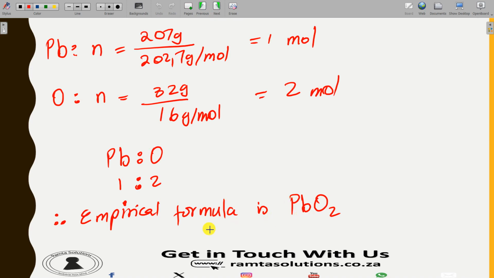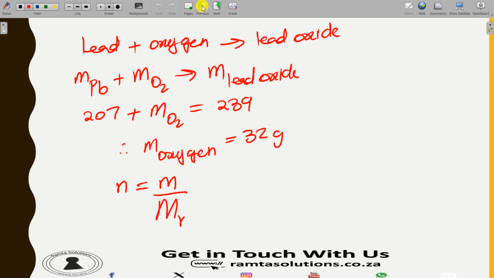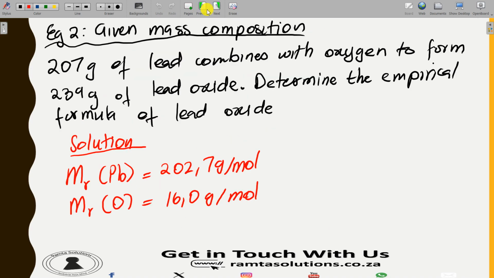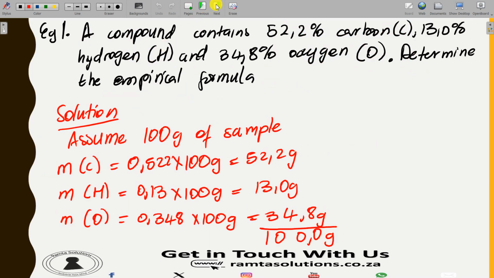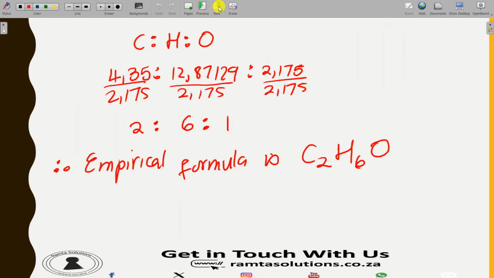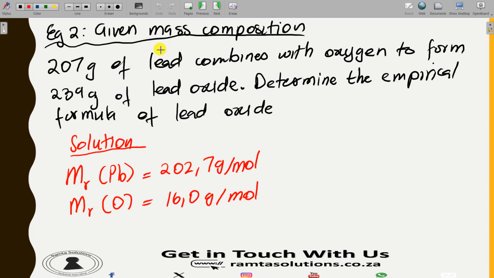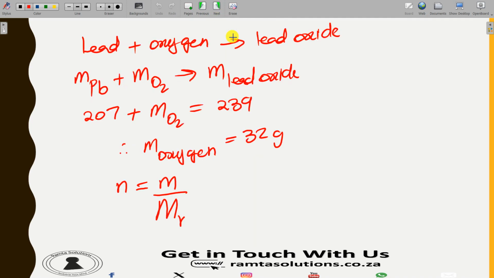So guys, this is the empirical formula. Remember, when you are given an elemental composition, we just showed you how to get the empirical formula when you're given a mass composition. Okay, so this is how you determine your empirical formula. So with that being said, ours ends here.